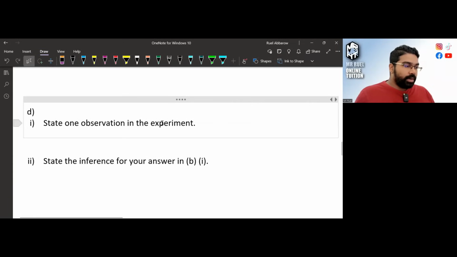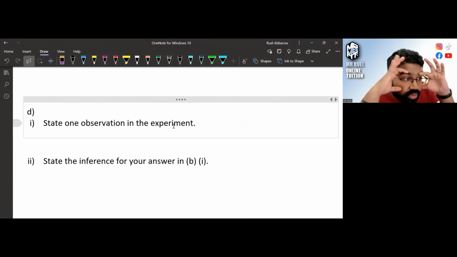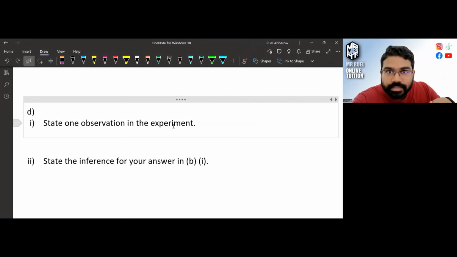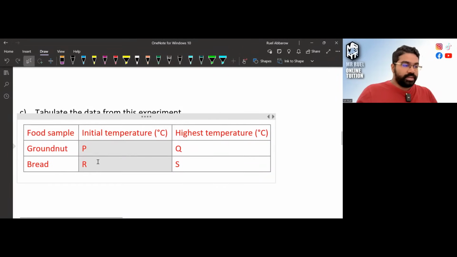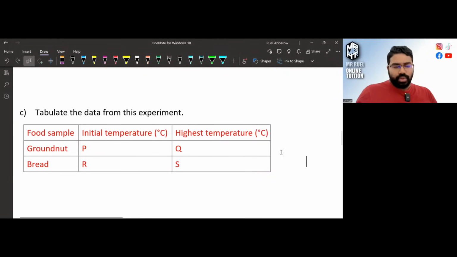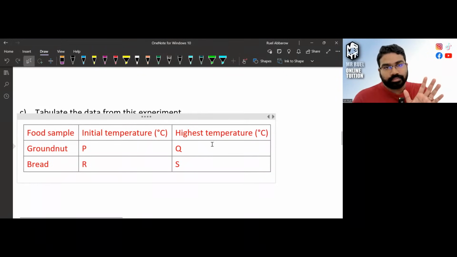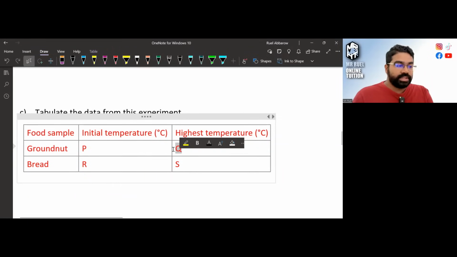Okay, state one observation in the experiment. Now, just like chemistry, your observation must be really something that you observe or measure during the experiment. So very simple. What do we observe or measure here? The temperatures, right? Initial and highest temperature. So don't do any comparison here. Once again, I'm basing this on the latest information that we have. Do not do any comparison here. You just say for the groundnut, the initial temperature is this, the highest temperature is this. Or you can say for the bread, the initial temperature is this, the final temperature is this.